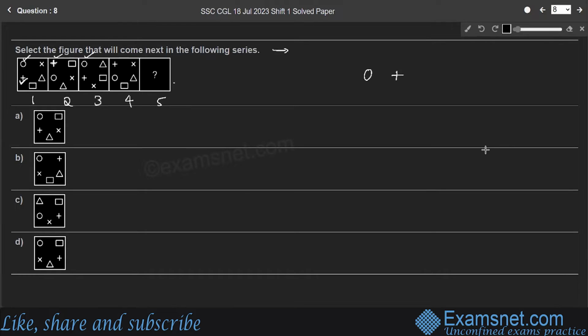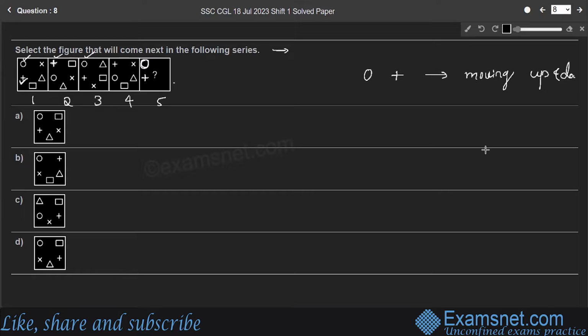Therefore, these two signs are moving up and down, right? So I'll write: plus and circular symbols are moving up and down. Therefore, in the fifth figure, the position of the circular symbol should be at the top. Below that, there should be a plus sign. These two signs are moving up and down in each step.